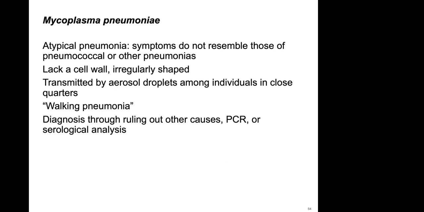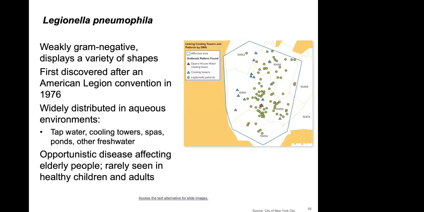Mycoplasma pneumonia is atypical pneumonia. Symptoms do not resemble those of other types of pneumococcal pneumonia. They lack a cell wall, and this is what we typically refer to as walking pneumonia. What walking pneumonia means is you feel terrible, but it's not enough to land you in a hospital bed. Most likely, this can be treated with oral antibiotics instead of IV antibiotics.